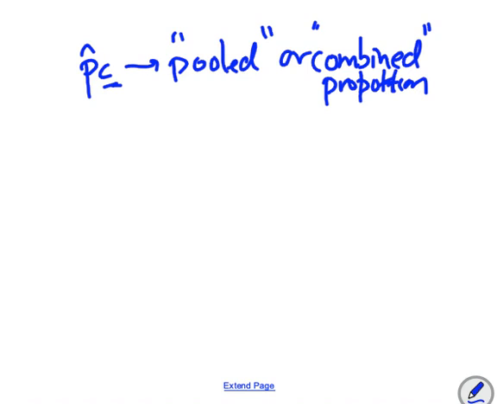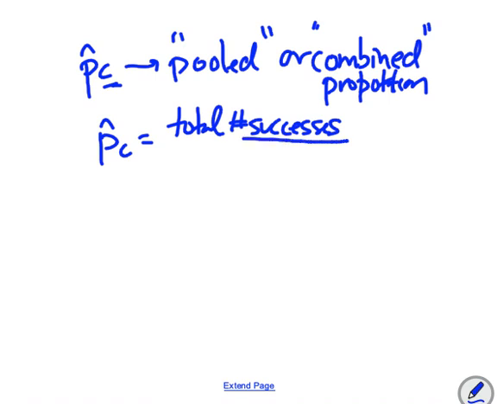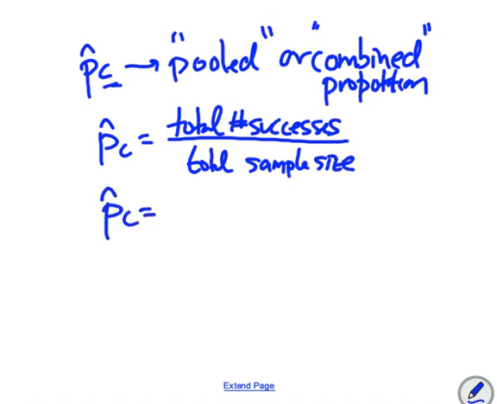So the idea here is that what we do to find that p hat sub c, that combined proportion, is we take the total number of successes and divide it by the total sample size, or group size in this case. Using some of the things that we did yesterday, it would be the number of successes all put together divided by the total numbers here.